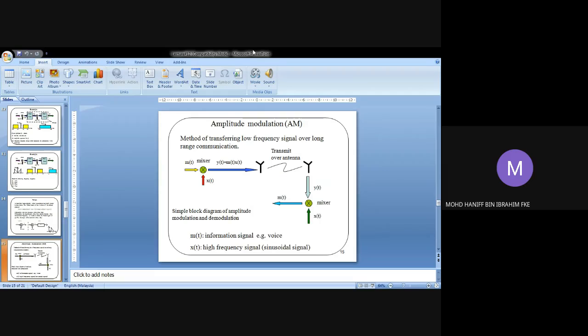Right, so that's for the filter. After this, we're going to proceed with amplitude modulation, the second application of the Fourier transform.